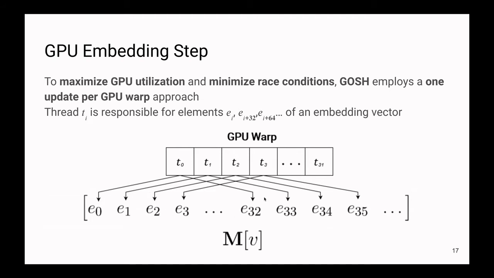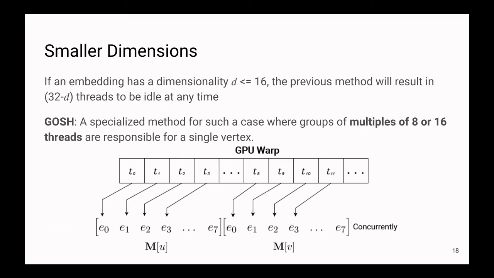But this creates a problem. For smaller dimensions, especially dimensions smaller than 16, the previous method, one warp per one vertex update procedure, will result in 32 minus d threads being idle at any time. For this, Gush employs a specialized method for such a case, where groups of multiples of 8 and 16 threads are responsible for a single vertex. So if the dimension is smaller than 8, 8 threads will be responsible for a vertex update in a warp. If it's smaller than 16 and bigger than 8, then 16 threads will be responsible for an update.